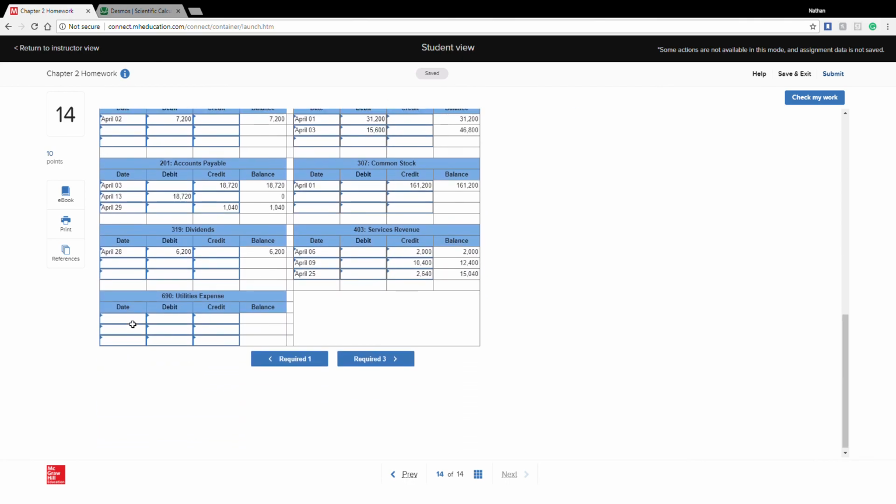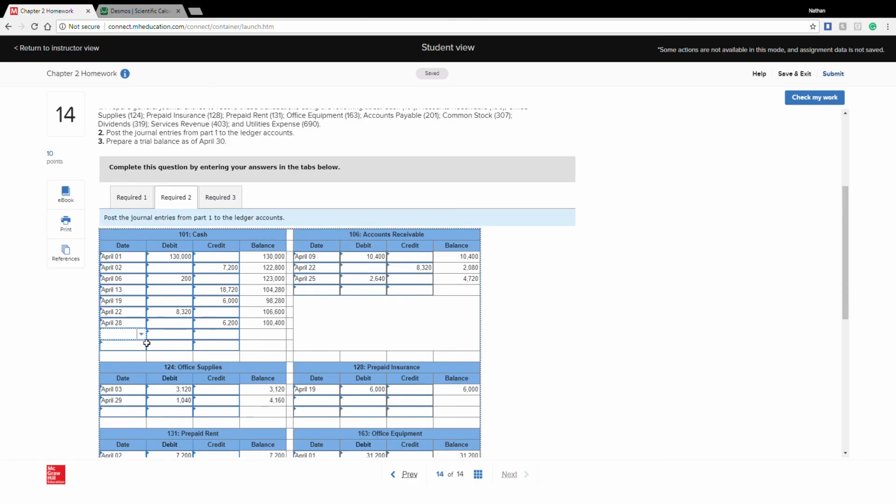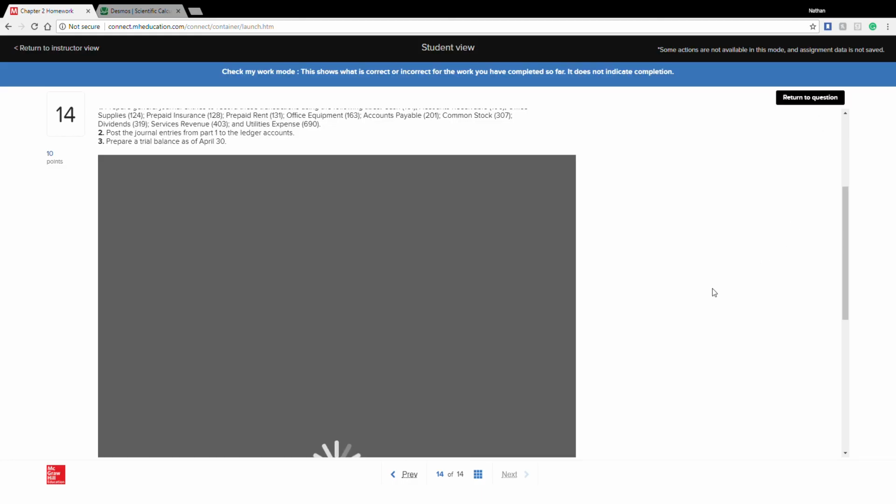And last one, utilities expense. But I would definitely look to make sure you have all those dates in. So if I can trace all those dates, I should actually have all my accounts in. If I can't, then I know I've got a problem. Okay, so here they all are. They're all in. We want to check my work.